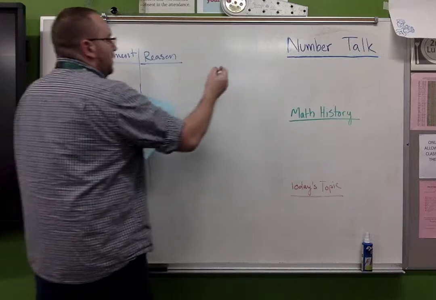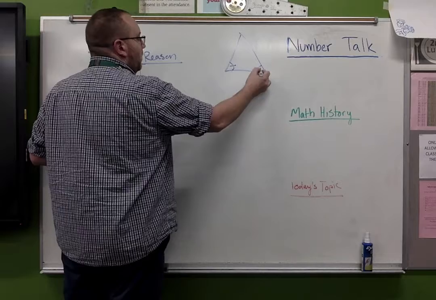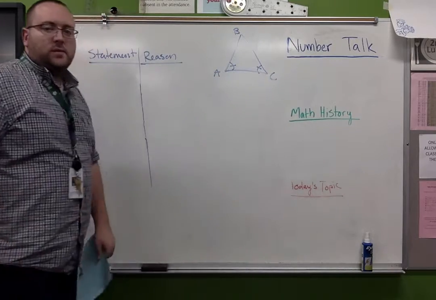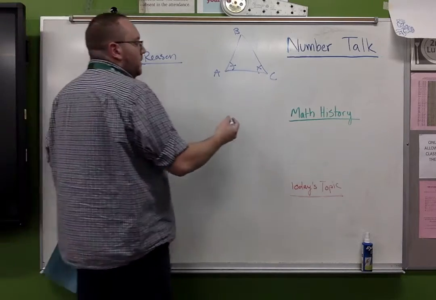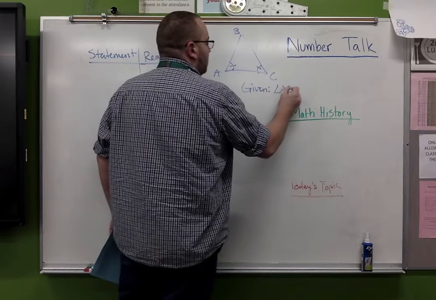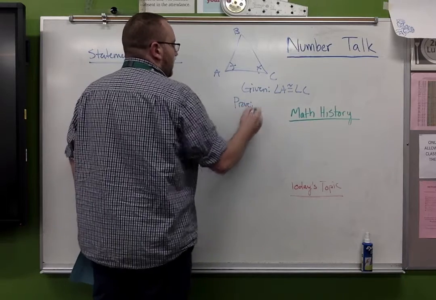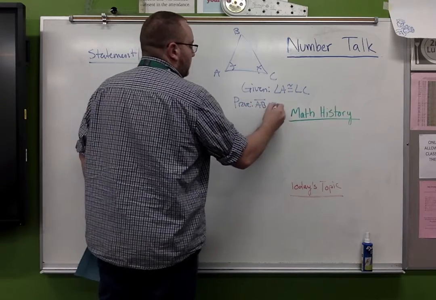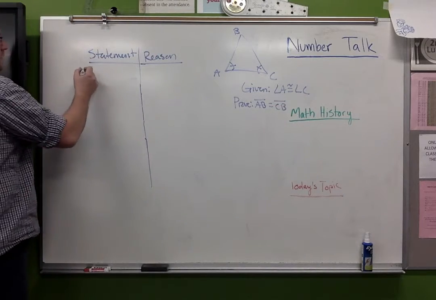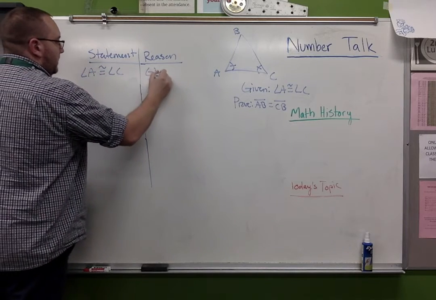So the converse, I have a triangle. These two angles are congruent, not the sides. Okay, the angles are congruent, so we're proving that the opposite sides are congruent. So I'm given that angle A is congruent to angle C, and I want to prove that side AB is congruent to side CB. Okay, so let's write down our given here. So angle A is congruent to angle C, and that is given.